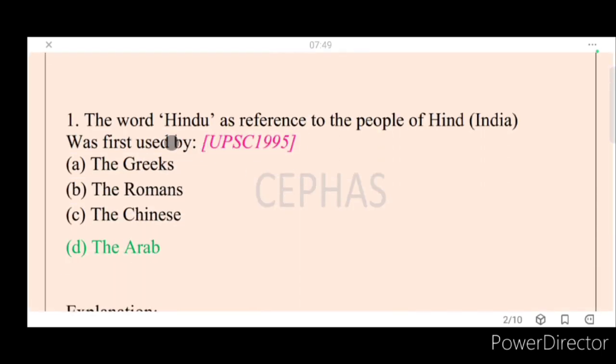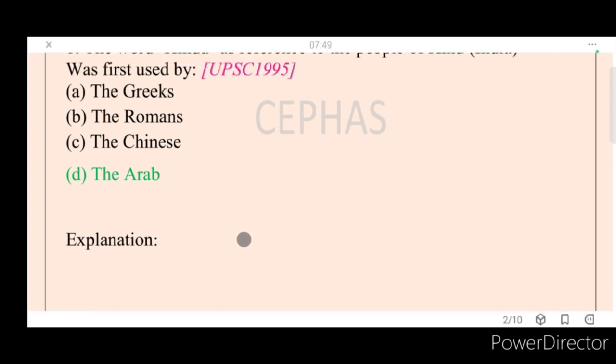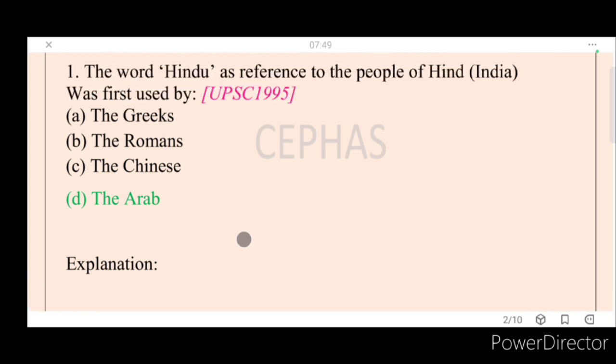So the word Hindu as reference to the people of India was first used by. It is the question in UPSC 1995, and let's see the options: the Greeks, Romans, Chinese, and the Arabs. So explanation, the answer is Arabs. Let's see the explanation. So if you see that the word Hindu came from the river Sindh.